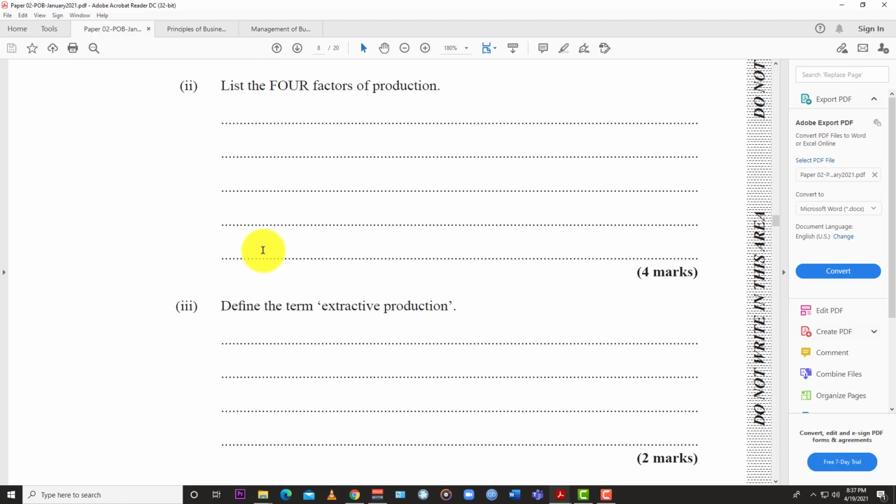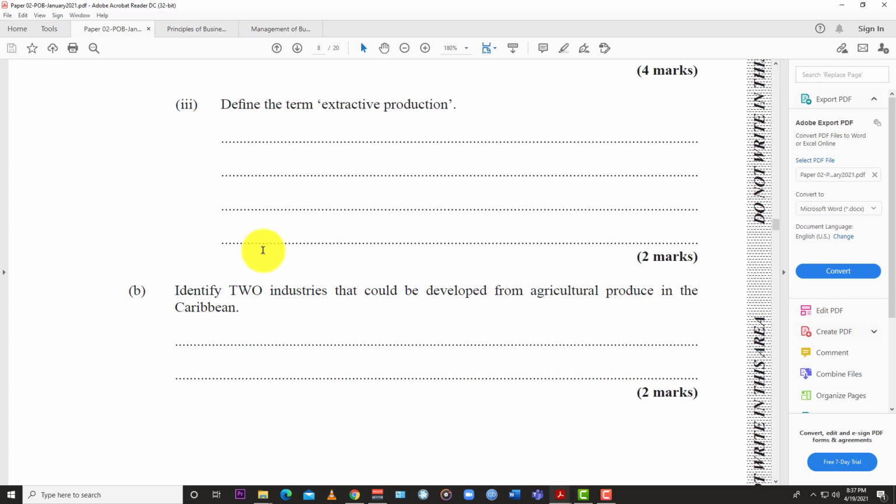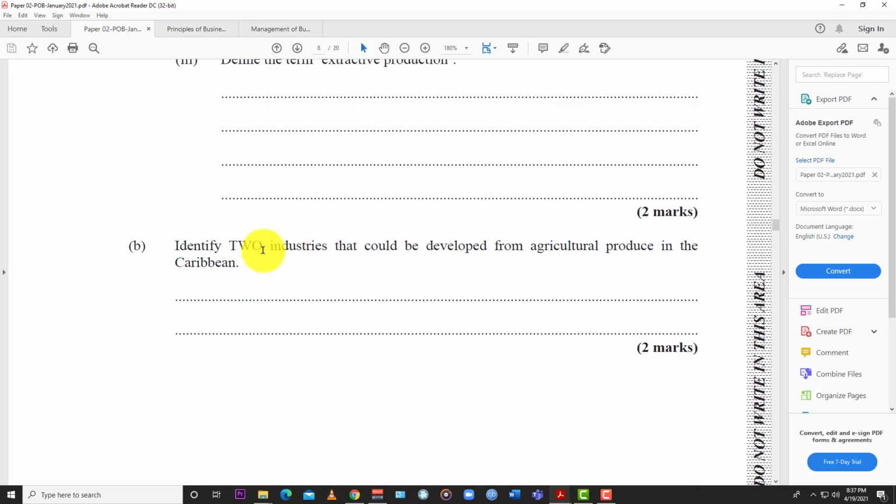If I were to choose, naturally, I would have done question 3. So far, so good. Then we have part B, 2 marks. Identify 2 industries that could be developed from agricultural produce in the Caribbean. Of course, you would see the rum industry, because you use sugar cane and things like that to make rum. You have a lot of agro-processing industries such as packing fruits, processing fruits, canned fruits, those kinds of things can develop from agriculture.